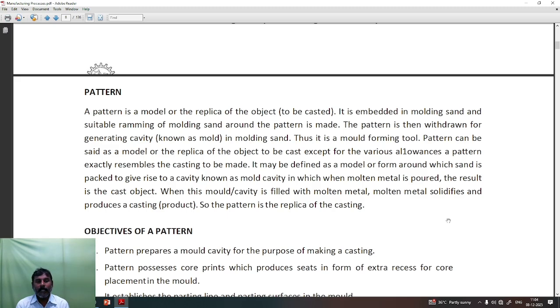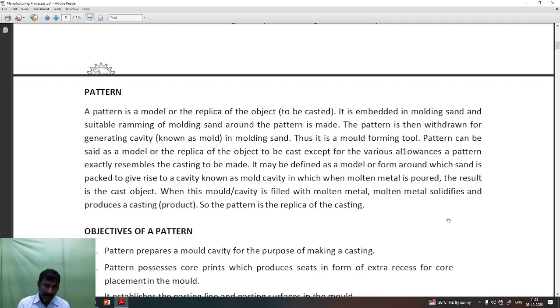Pattern can be said as a model or the replica of the object to be cast, except for various elements. The pattern exactly resembles the casting to be made. It may be defined as a model or form around which sand is packed to give rise to a cavity known as the mold cavity, in which when molten metal is poured, the result is the cast object. When this mold cavity is filled with molten metal, the molten metal solidifies and produces a casting product.